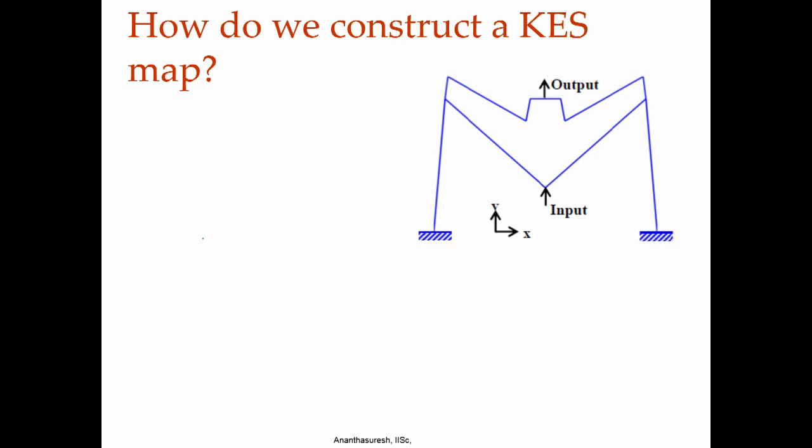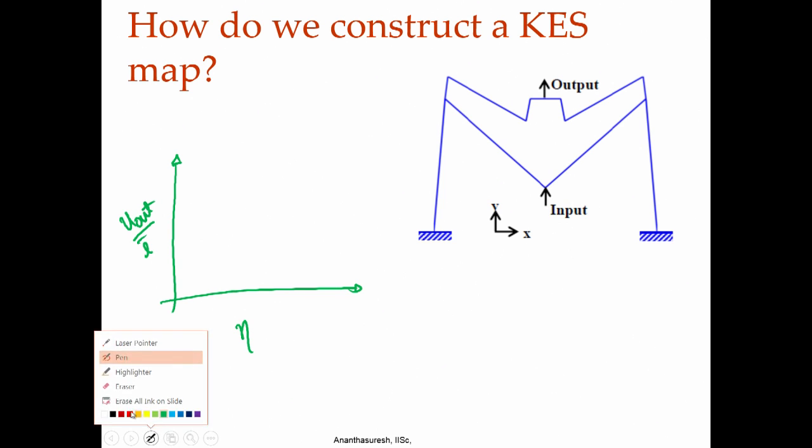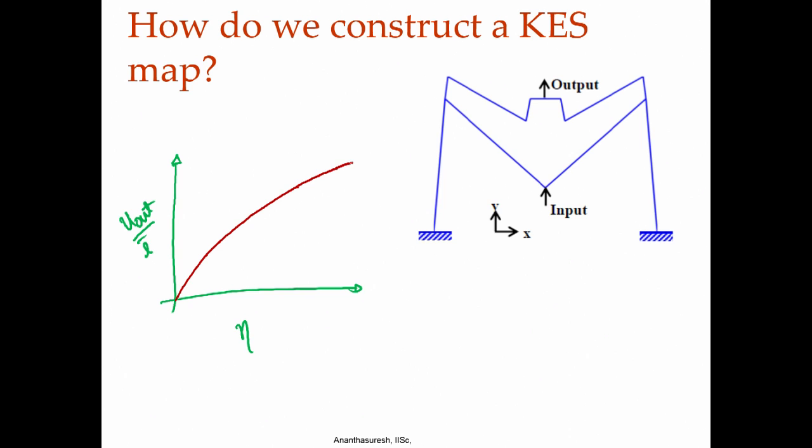How does one construct these KES maps, kinetoelastostatic maps? In order to plot any one of these curves, let us say I have u out divided by L bar and then eta. I need to take any mechanism, whatever dimensions it may have, whatever material it is made of, does not matter. We take whatever we have on hand and do a finite element analysis. We have to do a nonlinear finite element analysis. Material is still linear, but geometrically nonlinear, and we can basically get many points, and if you take them close enough, you will get a smooth curve, that will be for one S value, let us call it S1.